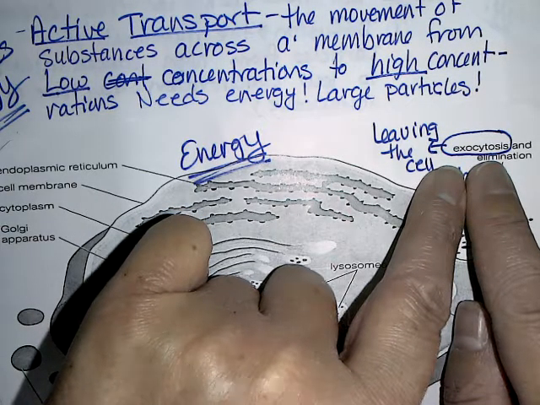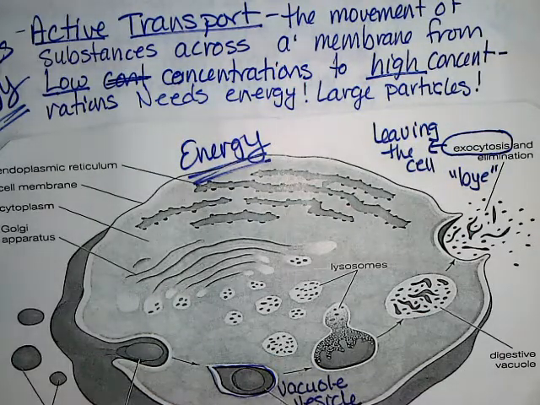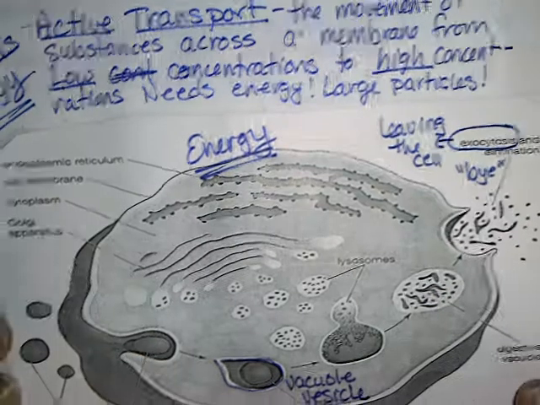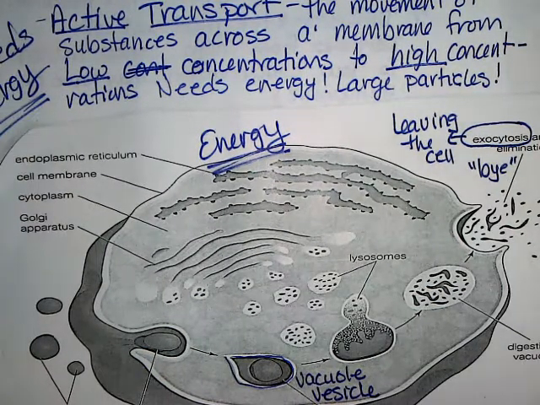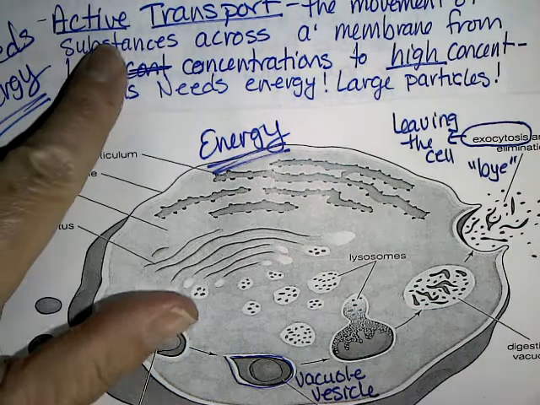Exocytosis is leaving the cell. Endocytosis is entering the cell. This requires energy. Active transport.